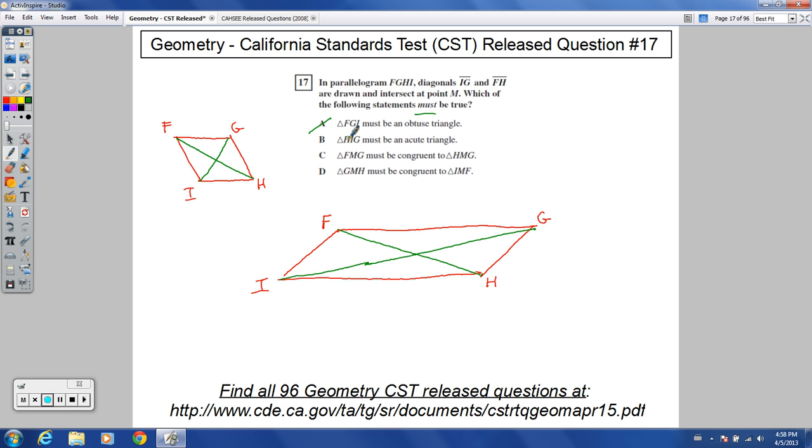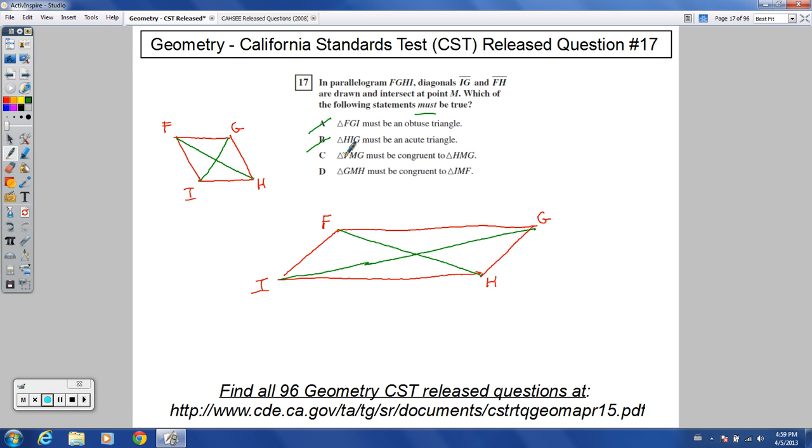No. Triangle HIG, does that have to be acute? Let's look at both of these and see if it holds true in both of them. If it doesn't hold true in one, then we know we have that as not a correct answer. HIG, is that an acute triangle in this one? No, this was drawn kind of large and expanded out just to make that point. So this angle right here would be an obtuse angle, meaning that this would be an obtuse triangle. Clearly this does not have to hold for any parallelogram.